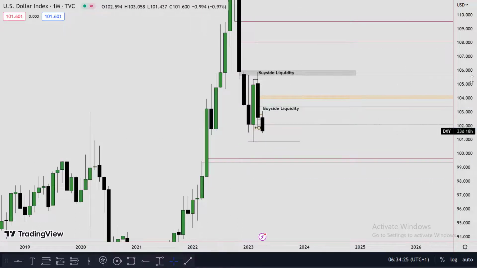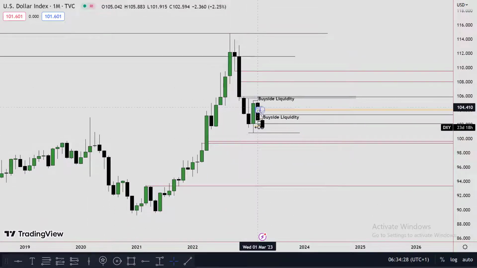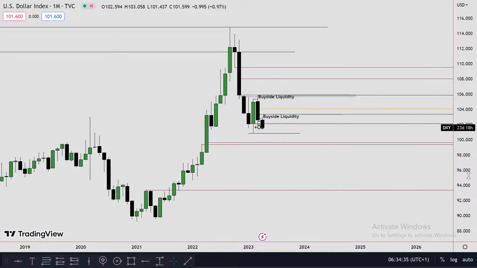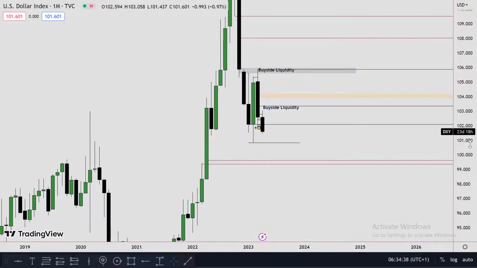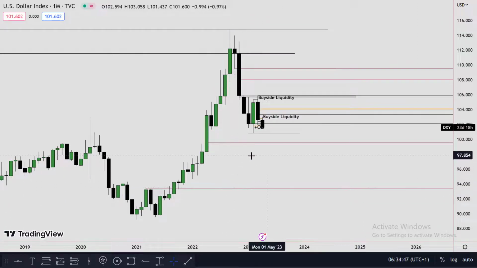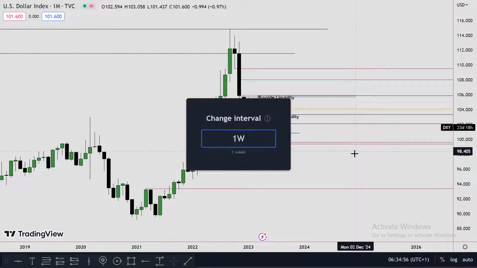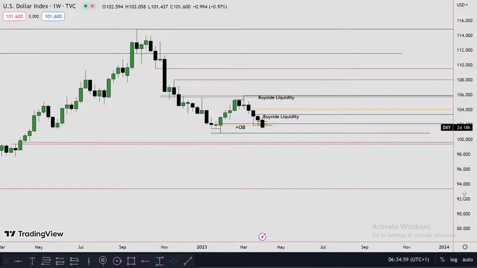We've seen the dollar trade into a discount, trade into a volume imbalance right here, and head to the downside. So where would be my next drawn liquidity? My next drawn liquidity will be the sell side liquidity residing below this level. Price may also trade into deep discounts if we continue bearish, but as we do our top down analysis, we are going to have clarity on where the dollar is going to draw into.